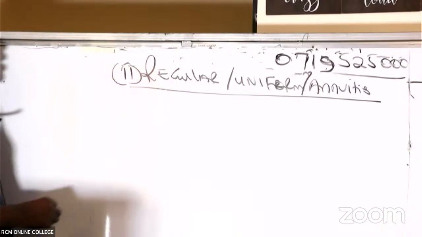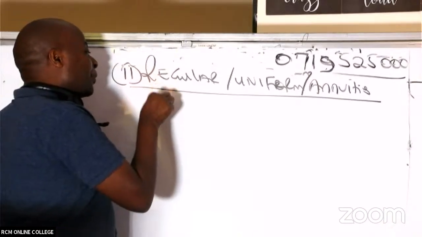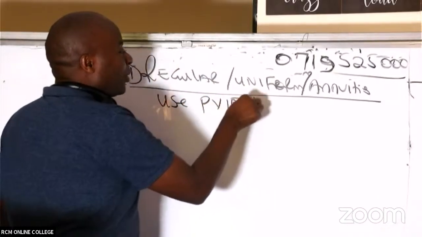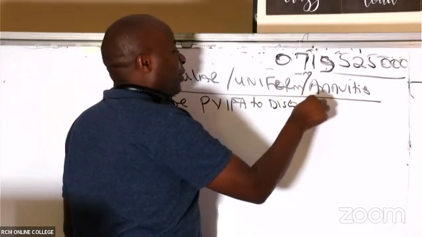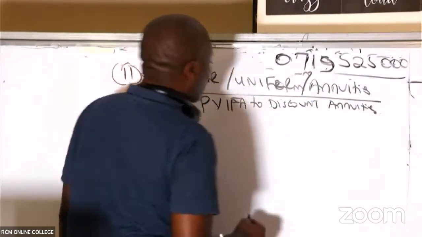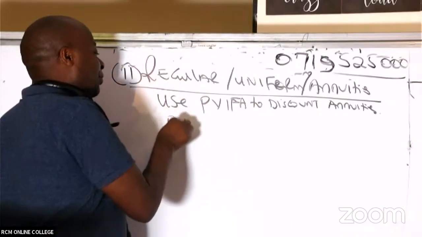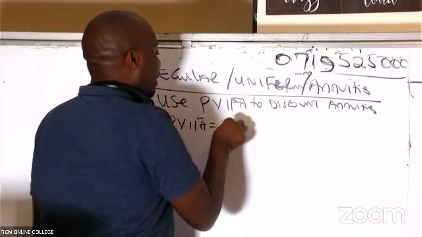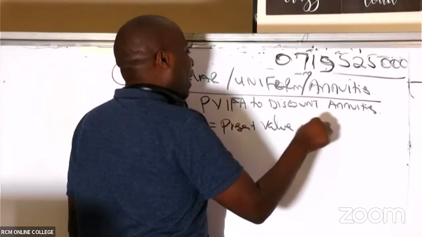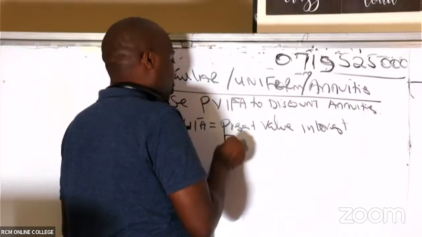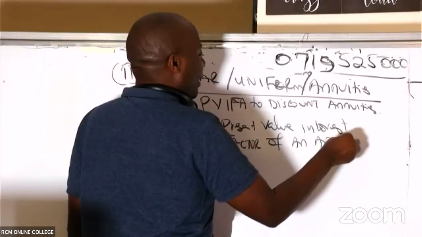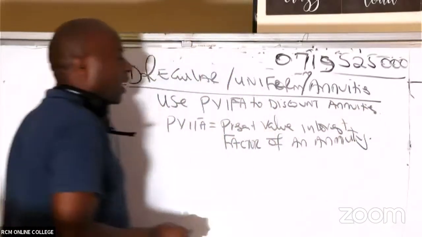You see, for regular cash flows, we shall use PVFA to discount. We shall use PVFA to discount annuities. And this PVFA is really a simple thing. It is the present value interest factor of an annuity.